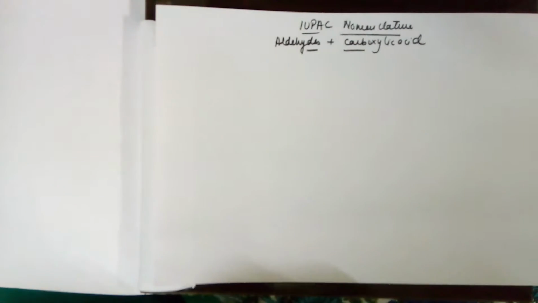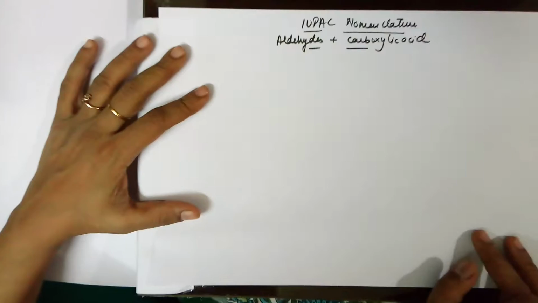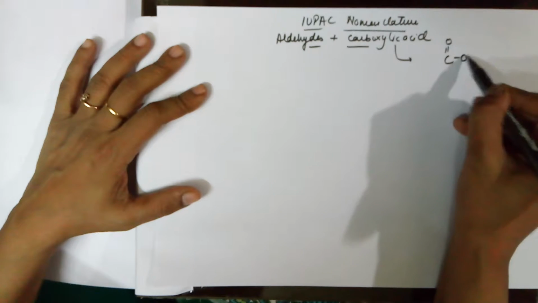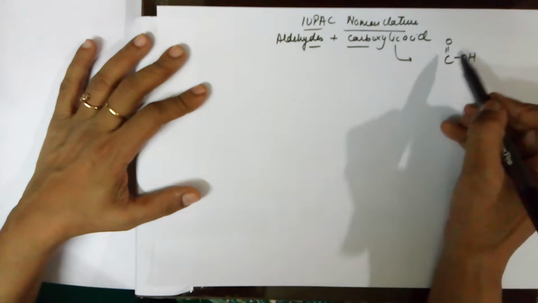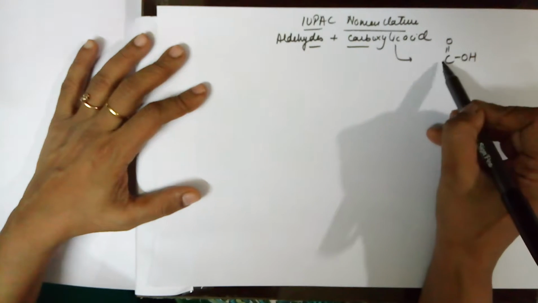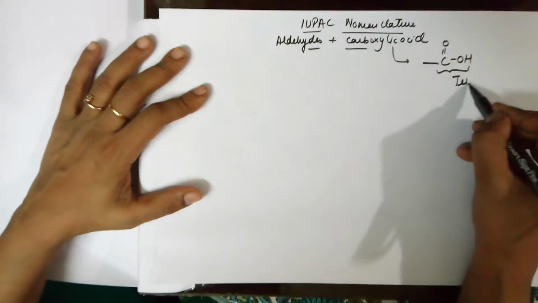In today's class, we are going to do the IUPAC nomenclature for compounds containing an aldehydic group along with the carboxylic acid group. The carboxylic acid group looks like this. And as you can clearly see, the carbon here has already got 3 bonds satisfied, has got only one more to go, hence it will be terminal. So you may not mention the position.